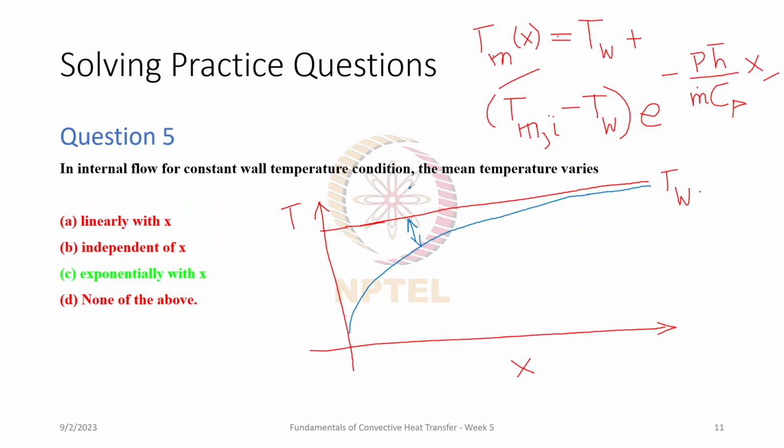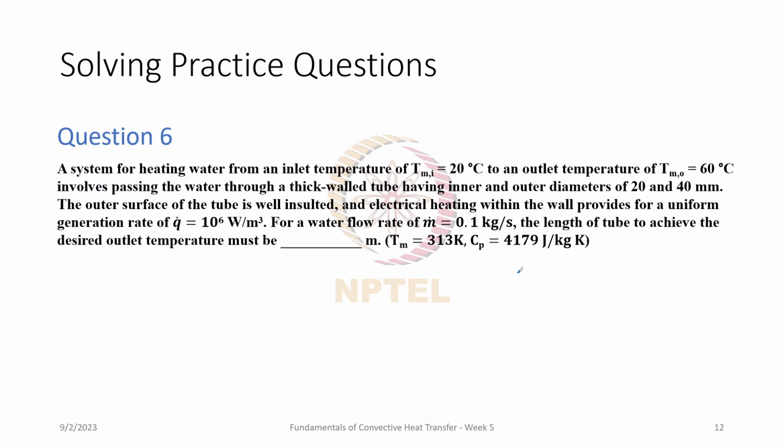Okay, so let's move on. We'll move on to question number 6. Now this is a numerical type question, so let's read the question carefully first and try to understand what it is. The system for heating water from an inlet temperature of 20 degrees Celsius to an outlet temperature of 60 degrees Celsius involves passing the water through a thick walled tube having inner and outer diameters 20 and 40 millimeters. The outer surface of the tube is well insulated.